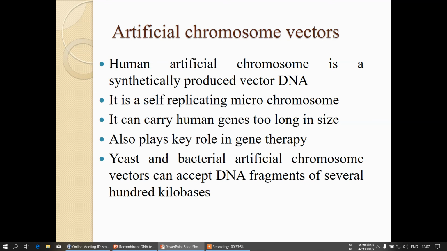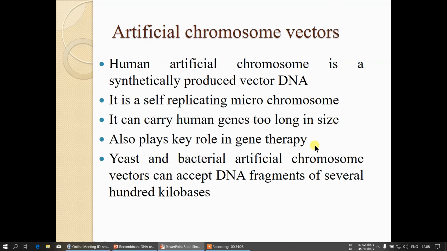Another vector routinely used is the artificial chromosome vector, which we use while producing large amounts of insulin by recombinant DNA technology. This is actually the human artificial chromosome, synthesized in the laboratory from vector DNA. It is useful as a vector DNA. Artificial chromosome vectors are self-replicating microchromosomes. They can carry human genes that are too long in size.